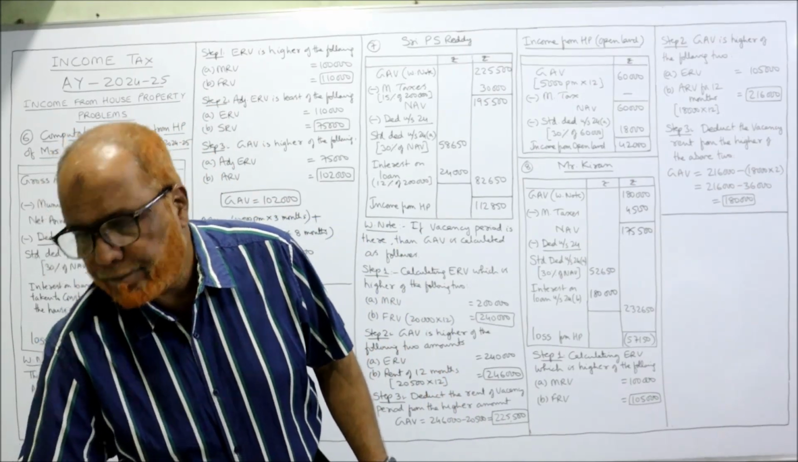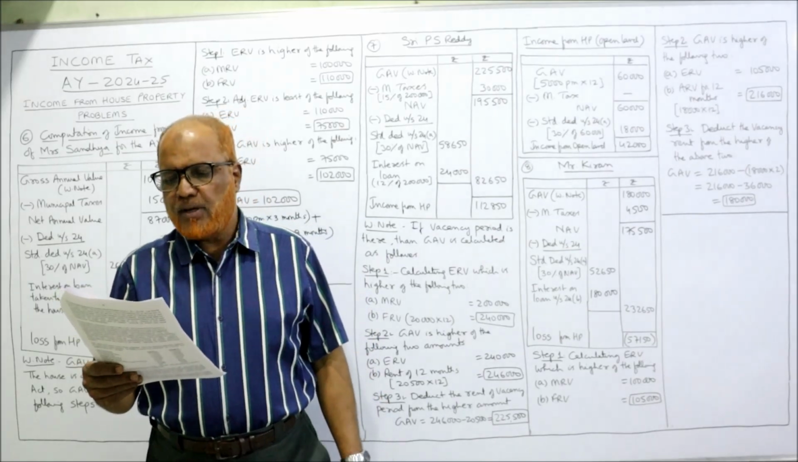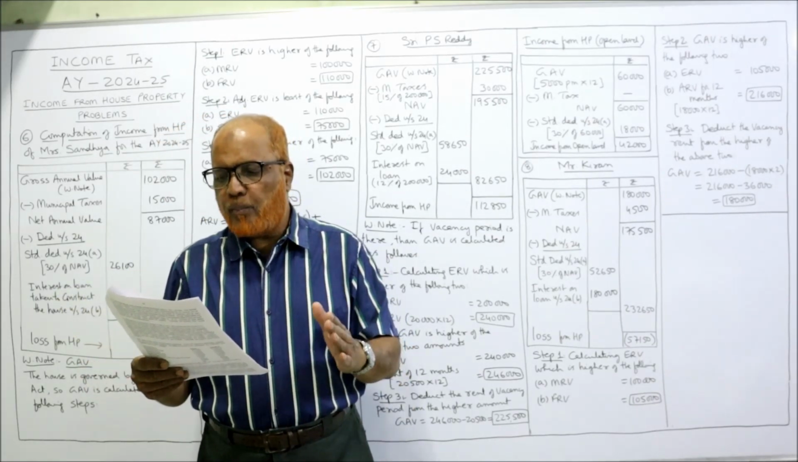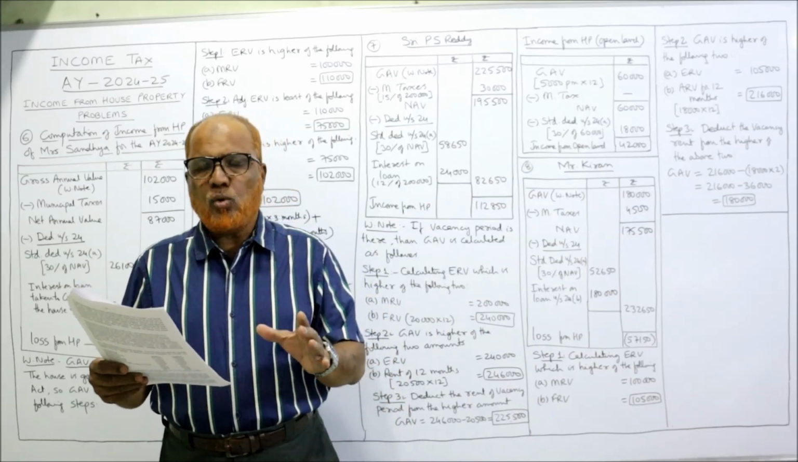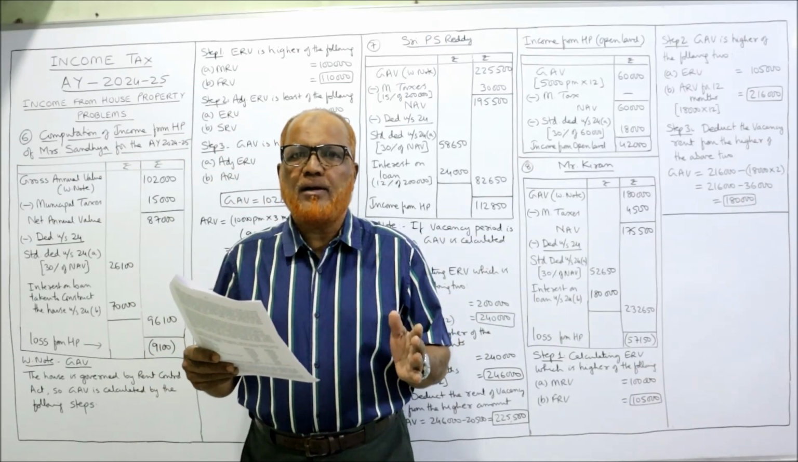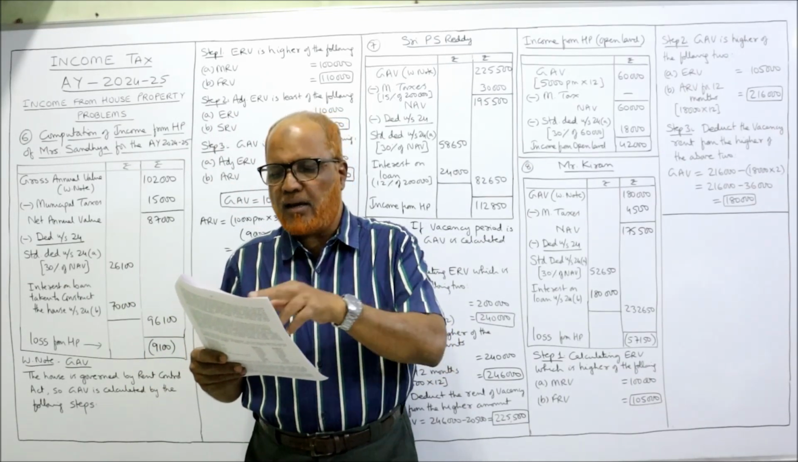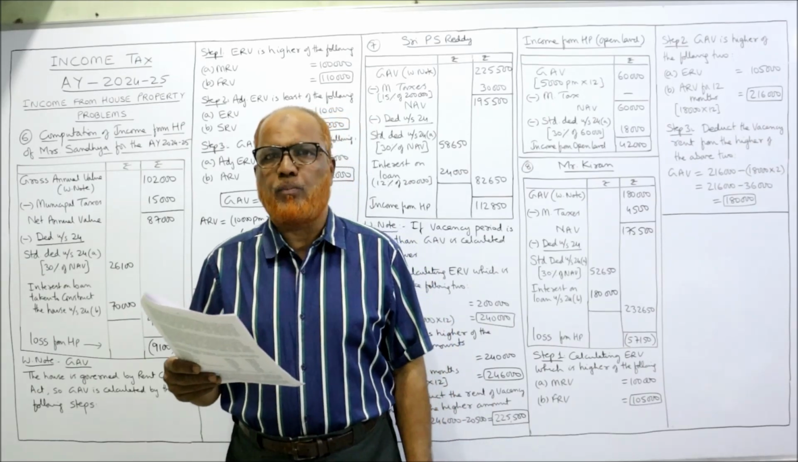7th one. Sri P.S. Reddy is the owner of the house property consisting of building, open land for car parking and kitchen garden. That means this open land is a part of the building only. That means we have to separately calculate income from building and income from open land. Both will come under income from house property.